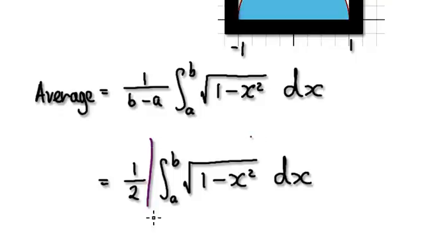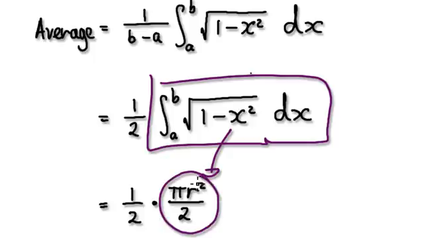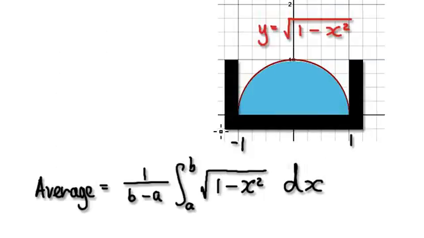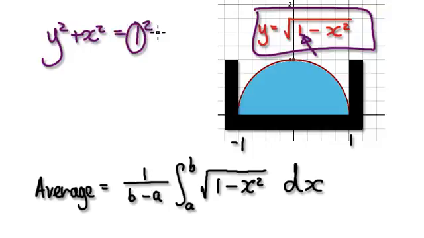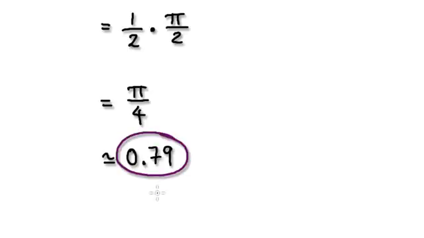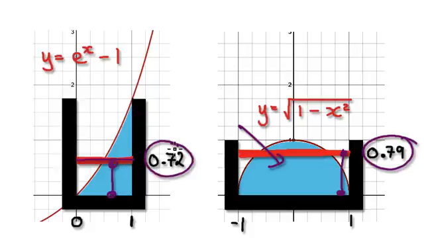So let's use the fact that this here is half of a circle. So we know that it will be pi r squared over 2, which is half of a circle. The radius in this case is 1, because we can tell by looking at the equation here. This equation has a radius of 1, because in a way it's like this equals 1 squared. So overall, the average height will be this. What that means is when the water here settles, it will have a height of roughly 0.79. When the water over here settles, it will have a height of roughly 0.72. Okay.